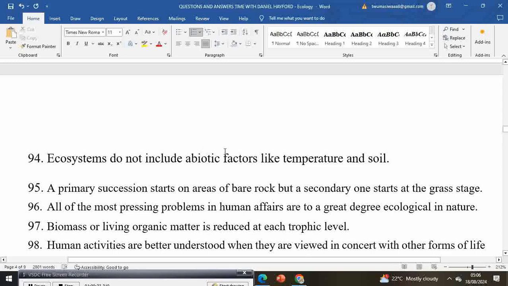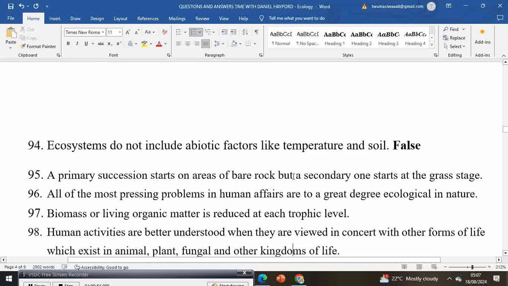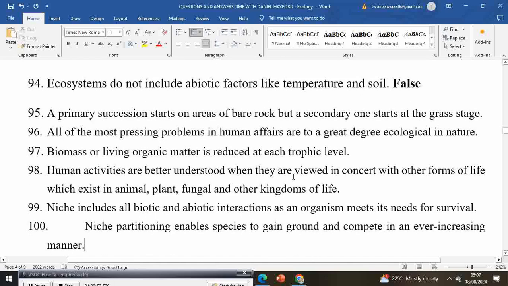Now, question number 94. Ecosystems do not include abiotic factors like temperature and soil. What is your answer? It is false. In other words, ecosystems include abiotic factors like temperature, soil, relative humidity, and so on.